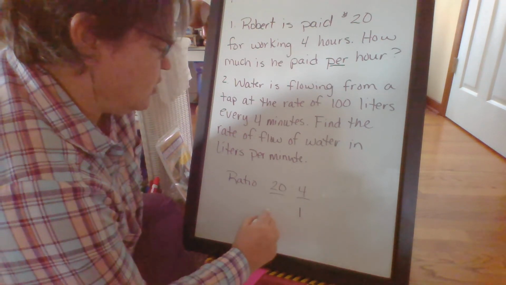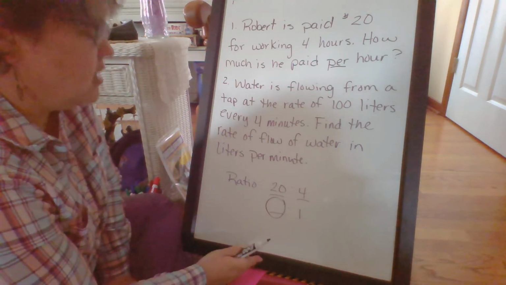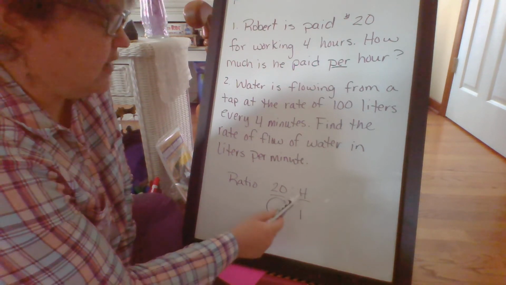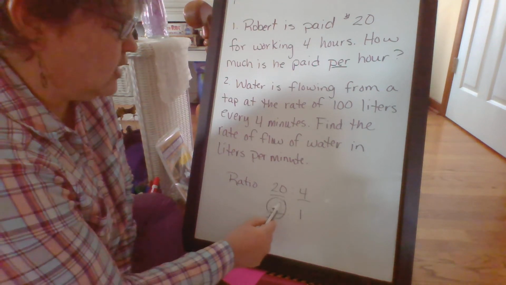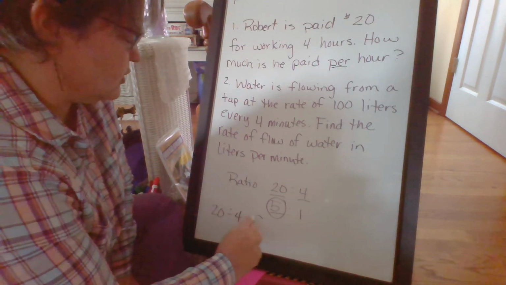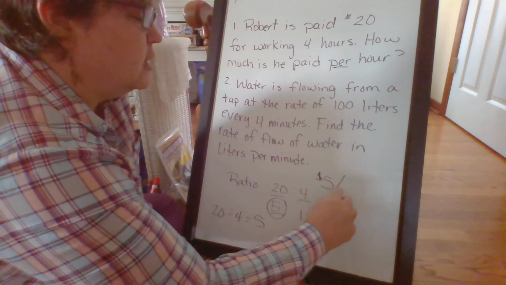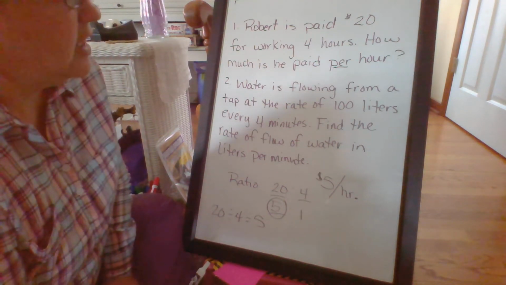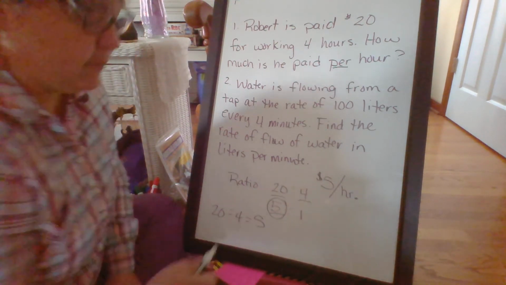So for 1 hour, how many dollars is he getting? So how do I get from 4 to 1? I have to divide 4 by 4 to get to 1. So if I divide 20 by 4, I will get 5. 20 divided by 4 equals 5. He's getting $5 per hour. So this slanted line is how we say per, show it mathematically, $5 per hour.